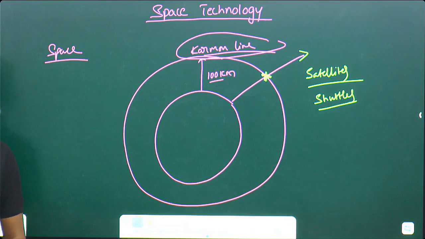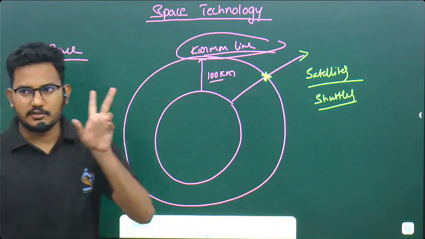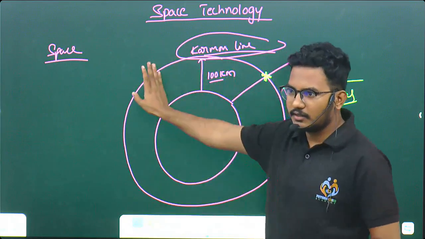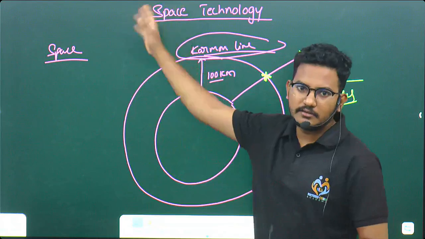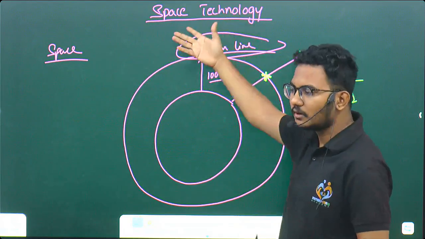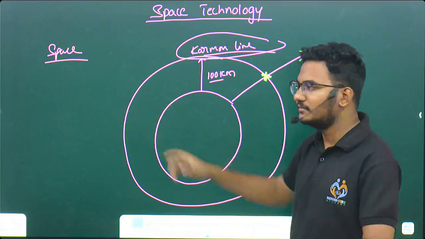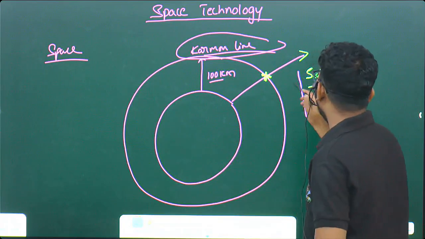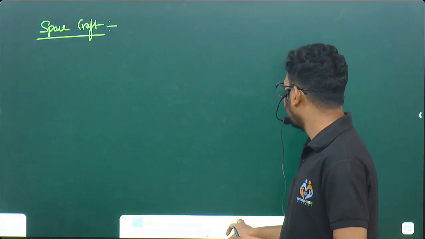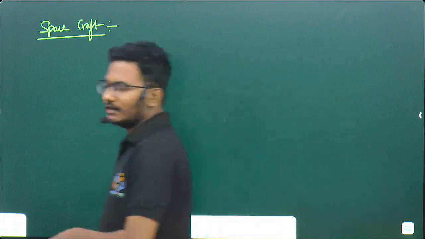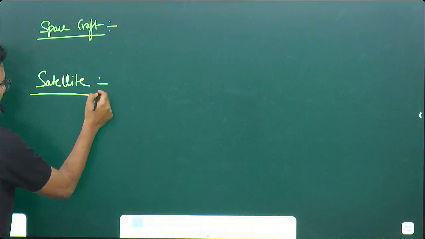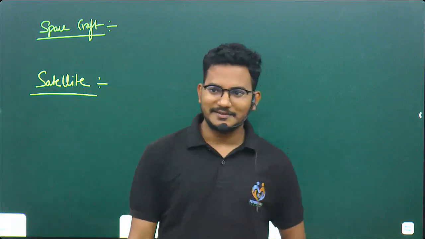So till now we have seen two things. One is space: above 100 kilometers, we have a line called Karman line, and anything above Karman line is called space. If we are sending anything into the space, those are called spacecraft. Examples are satellites and shuttles. Now, what is satellite? Tell me your understanding.